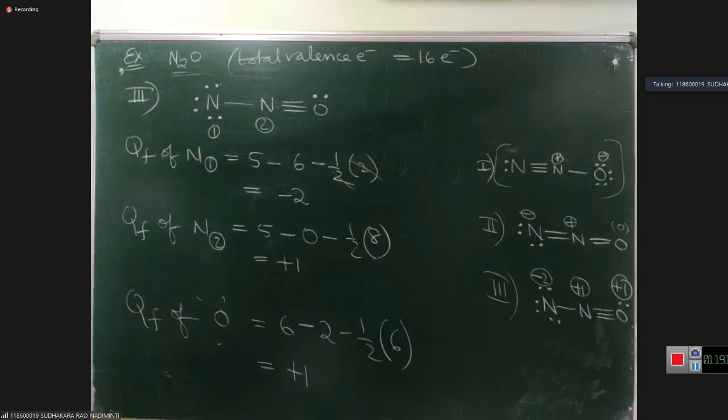Among all the 3 resonance structures, which resonance structure is most stable? The first one, sir. First one is more stable. And then which one is more stable? Second one, sir. Second one is more stable. Third one contains -2. The more the magnitude of the formal charge, the less the stability.